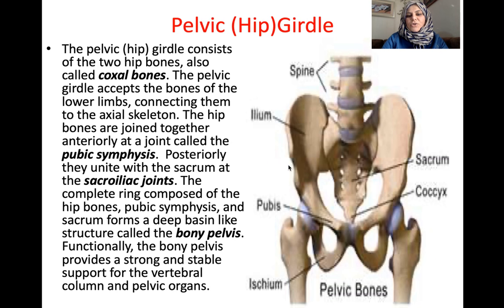They are connected together and they meet together at the acetabulum. The acetabulum is a cup-shaped part present in the hip bone on each side. It is for the articulation of the hip joint with the head of the femur.